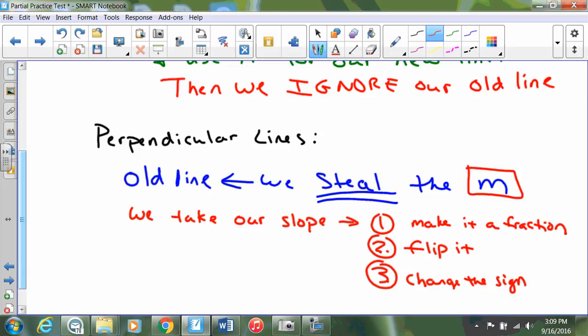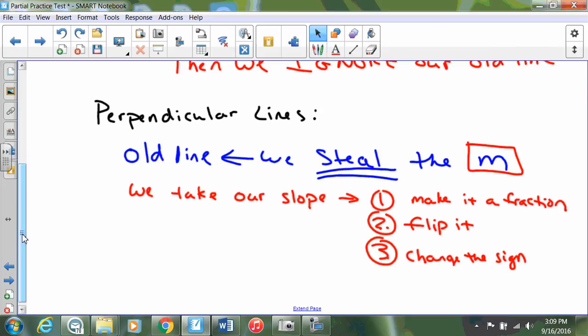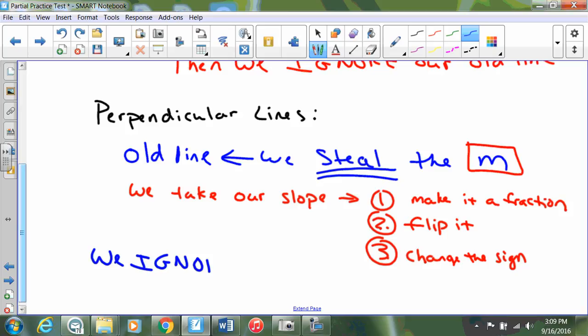Okay. Then when we have our new slope, guess what we do to the old line? We ignore it. We ignore the old line. We don't take anything else from it. We just took the slope, made it a fraction, flipped it, changed the sign, and that's all. And then we would go ahead and use other information.